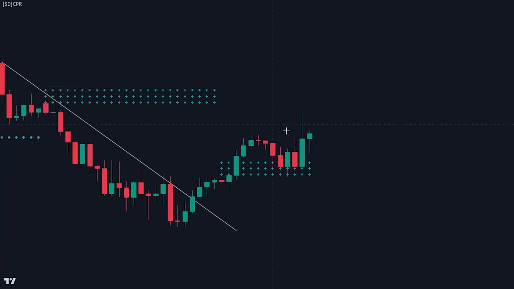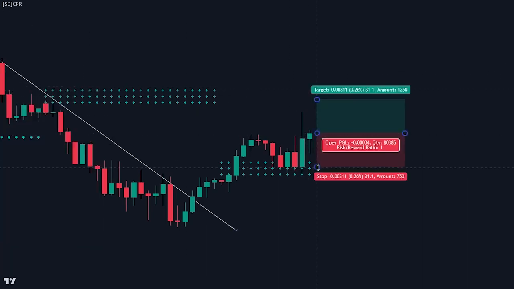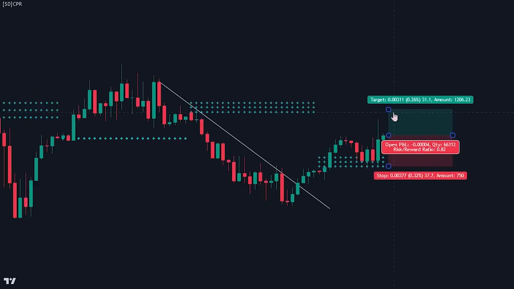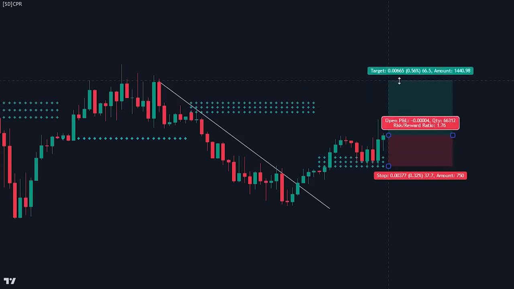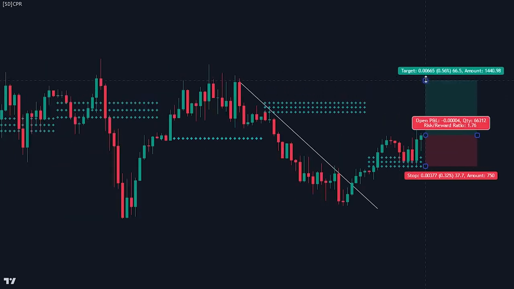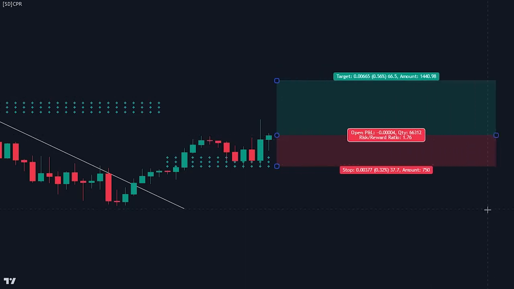We will be placing the stop loss at the bottom CPR line or at the swing low if it's too far away. For the take profit, we will be targeting a previous swing high, aiming for a risk-to-reward ratio of at least 1.5. Now let's see how the trade plays out.